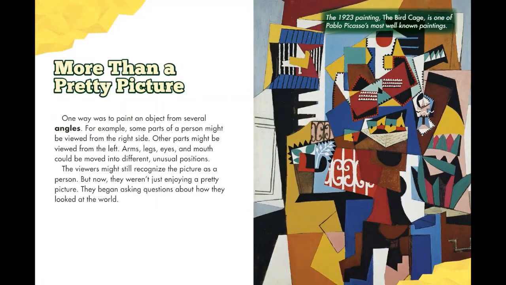One way was to paint an object from several angles. For example, some parts of a person might be viewed from the right side. Other parts might be viewed from the left. Arms, legs, eyes, and mouth could be moved into different, unusual positions. The viewers might still recognize the picture as a person, but now they weren't just enjoying a pretty picture, they began asking questions about how they looked at the world.